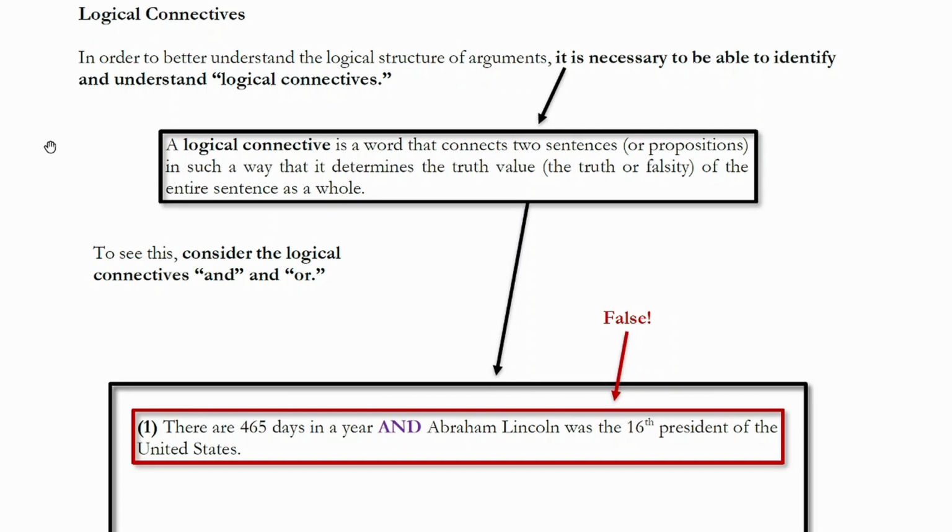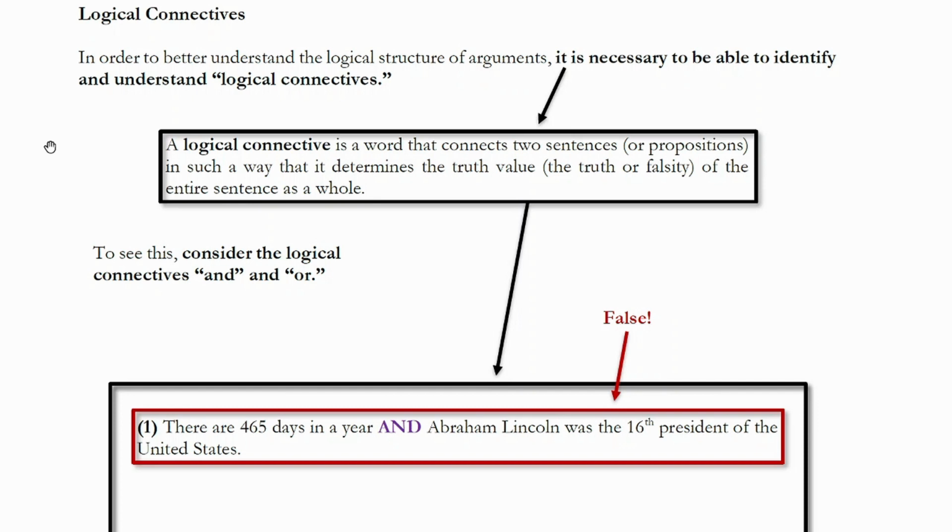We'll have the following definition. A logical connective is a word that connects two sentences or propositions in such a way that it determines the truth value, that is, the truth or falsity, of the entire sentence as a whole.